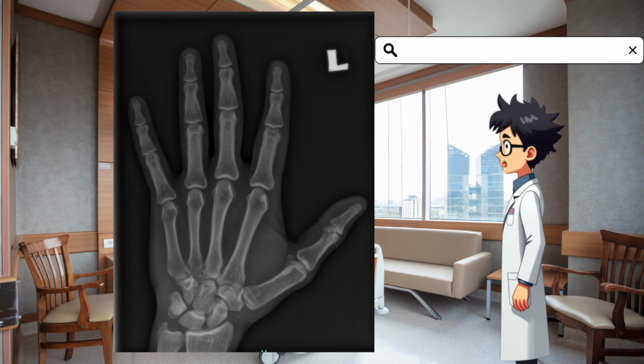All right, let's take a look at the anatomy of the hand. The first structure we see is the distal phalanx, which is the final bone located at the tip of each finger. Next, we have the distal interphalangeal joint, which is the joint located between the middle phalanx and the distal phalanx of each finger.